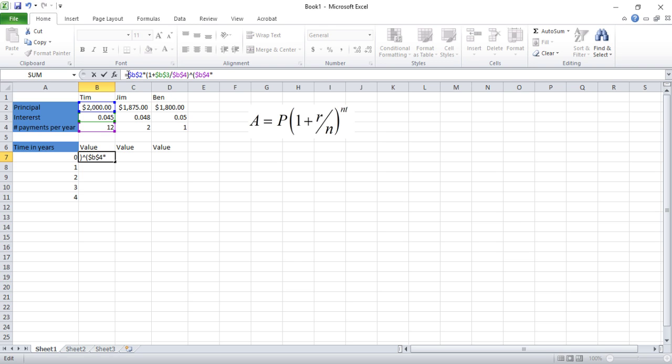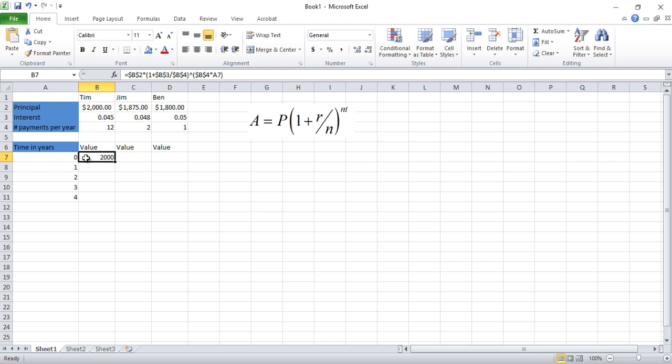Multiplied by my number of years. My number of years, I don't want it to always look at the same cell. I want it to look at a new cell each time. So the first cell it's looking at is at 0 years, so cell A7. And close my bracket. So then when I press enter on that, you can see it puts a value of $2,000 in. So when Tim started, he had $2,000.